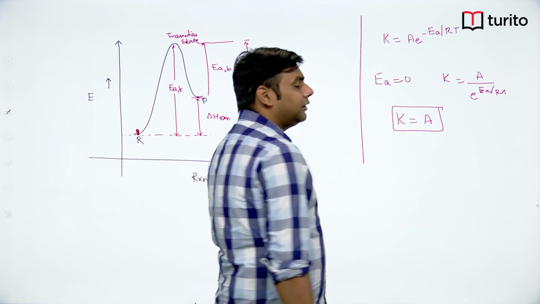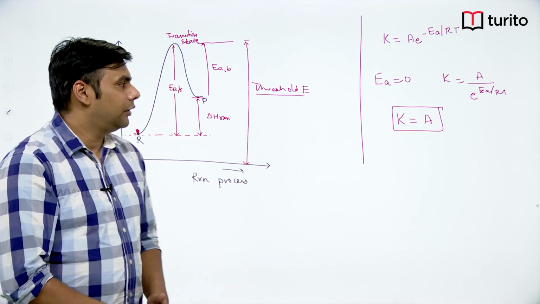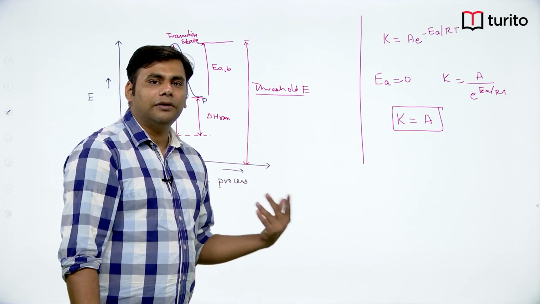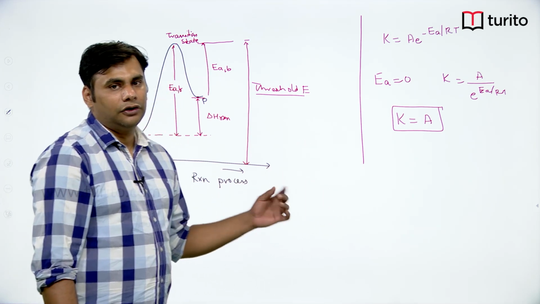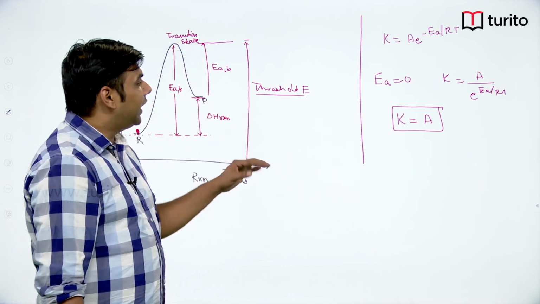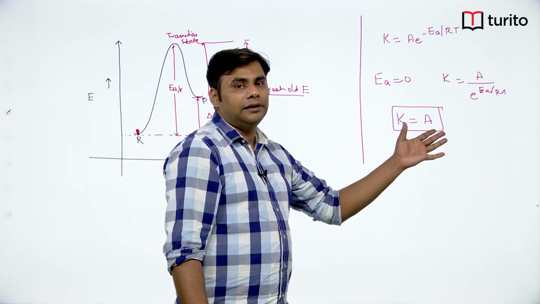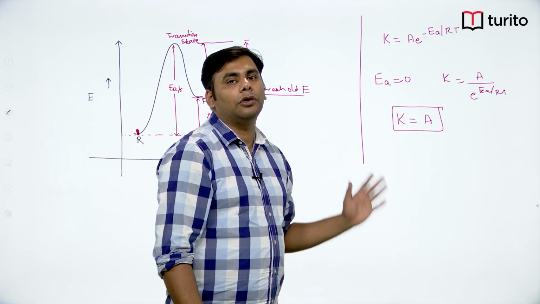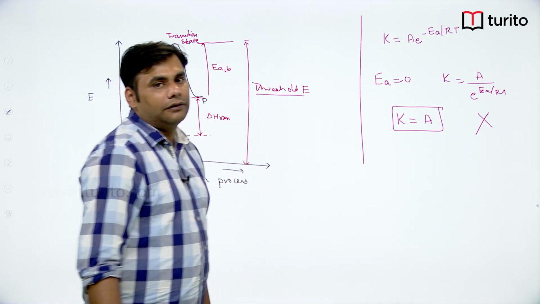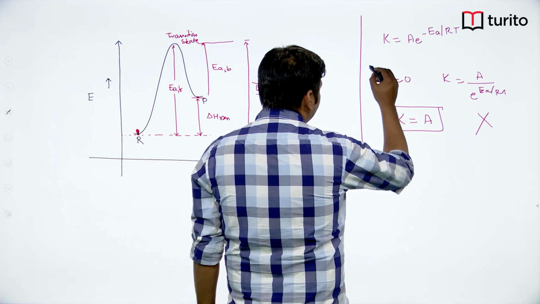In the previous lecture I told that A basically represents collision frequency along with the steric factor. So it represents only the effective collisions. So if k is equal to A, it means all the collisions that are happening become equal to the rate constant, which is not possible because all collisions are not effective. So Ea cannot be 0.